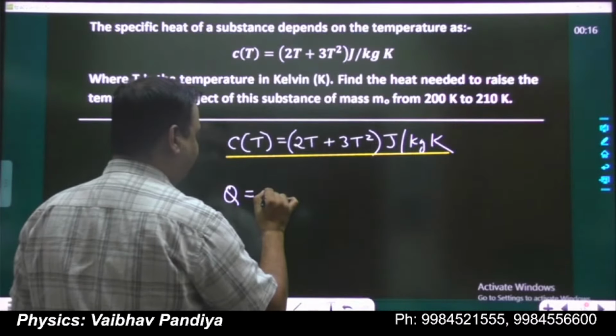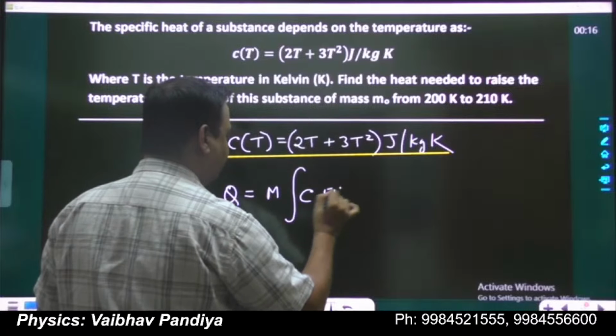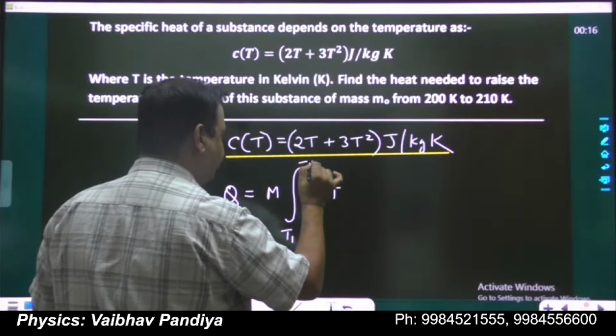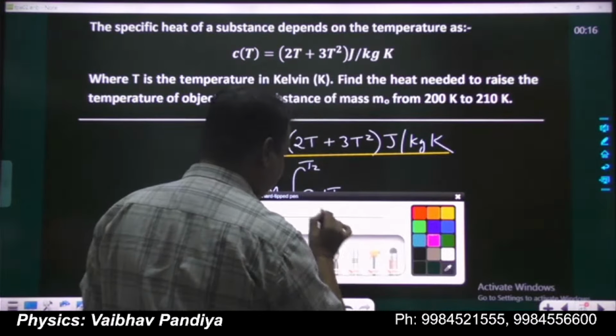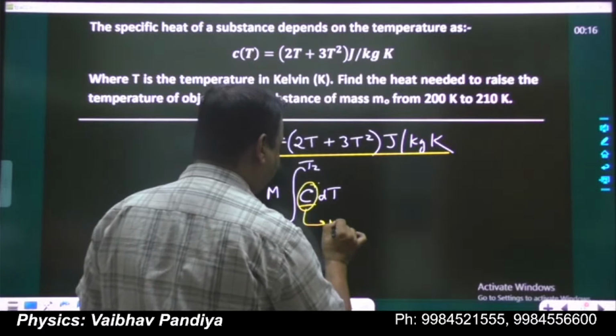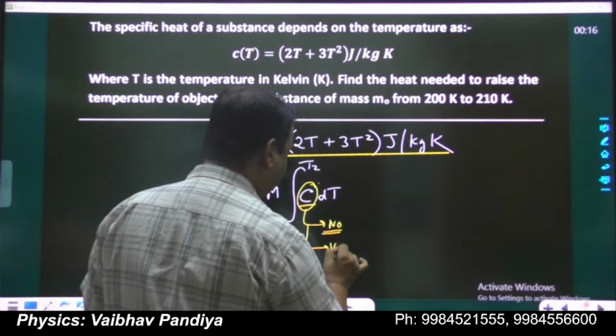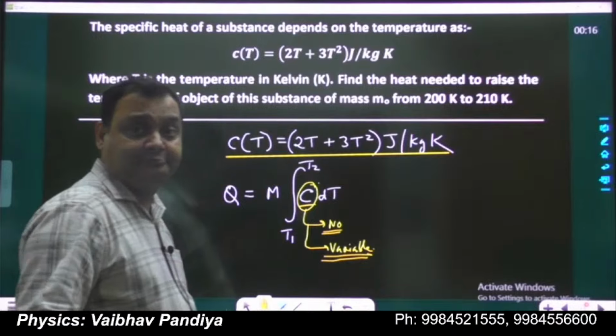So we know the formula. If m is constant, it will be outside. It is C dt from T1 to T2. Now what do you think? Can you bring the specific heat outside the integral? No, we can't bring it out. Why? Because it is a variable. It depends on the temperature.